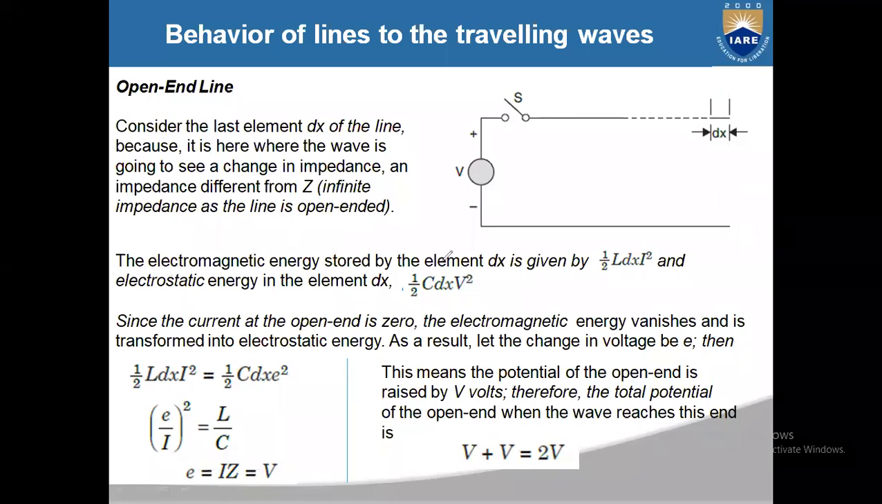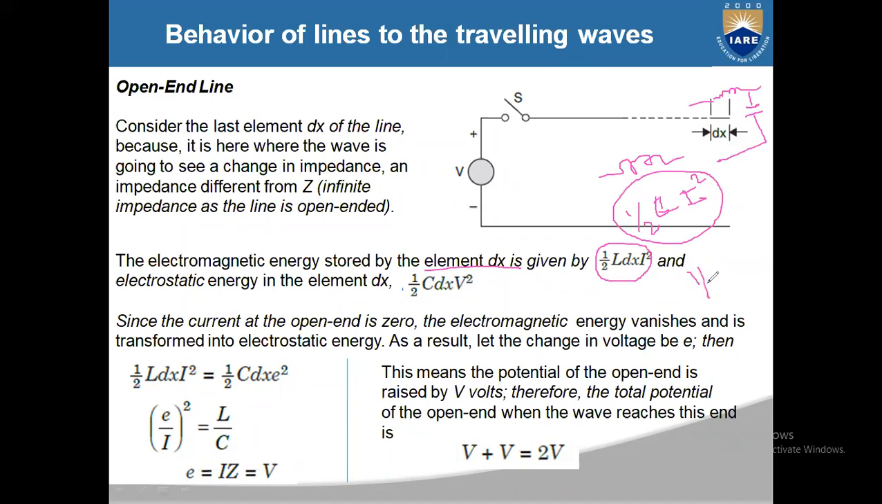Now if you observe the electromagnetic energy stored in the element dx, this element dx will always have inductance as well as capacitance. The inductance will store energy in the form of a magnetic field, and the capacitance will store energy in the form of an electric field. The electromagnetic energy stored can be written as half into L into I square. If there is an inductance, the energy stored will be half L I square. You know this formula from the fundamentals.